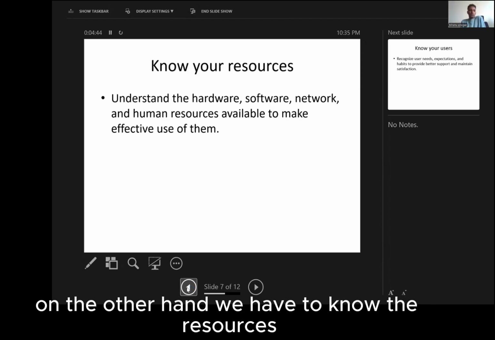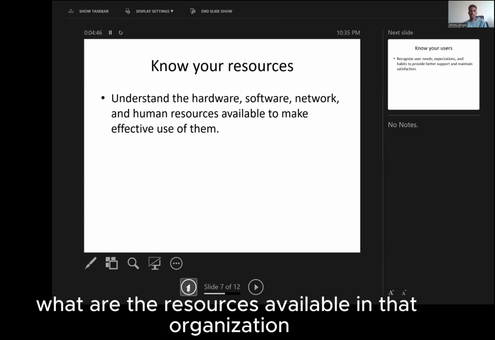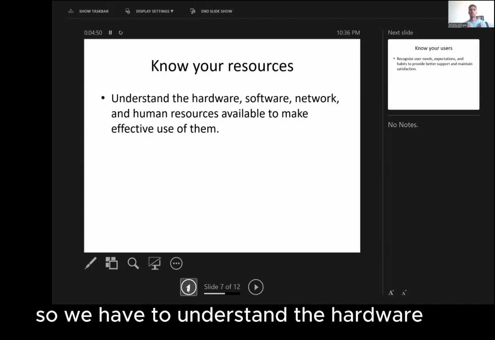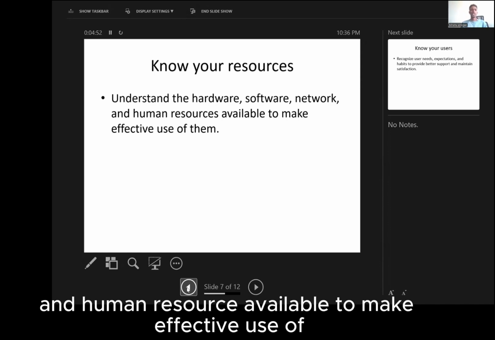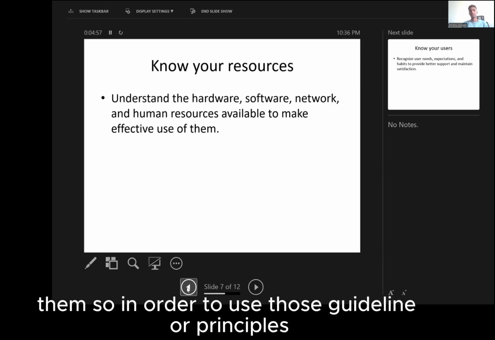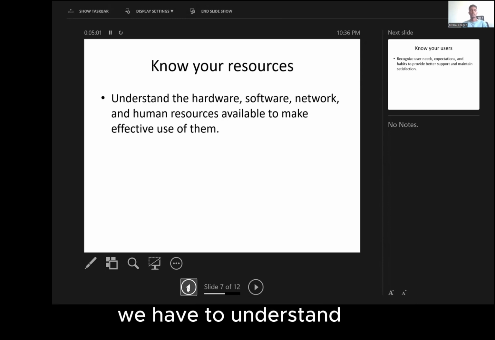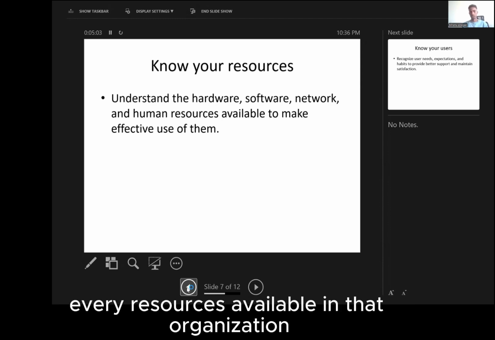On the other hand, we have to know the resources. What are the resources available in that organization? We have to understand the hardware, software, network, and human resources available to make effective use of them. So in order to use those guidelines or principles, we have to understand every resource available in that organization.